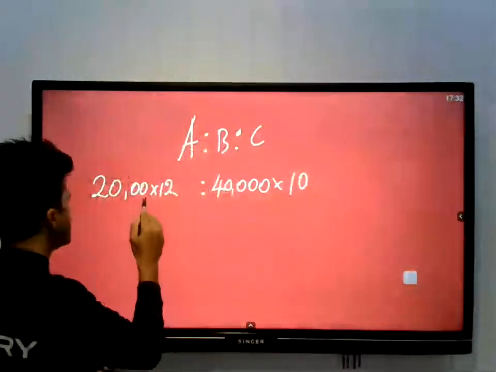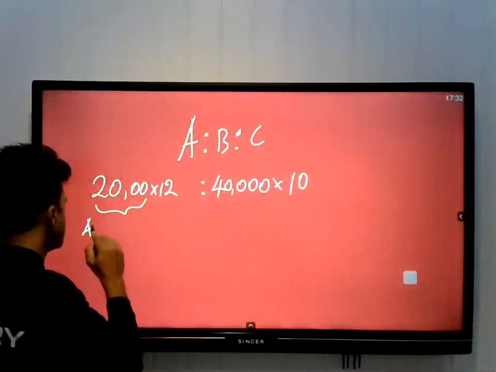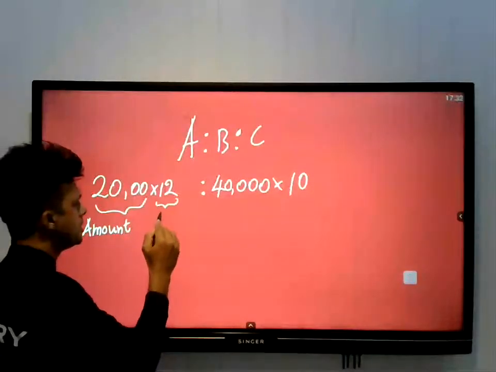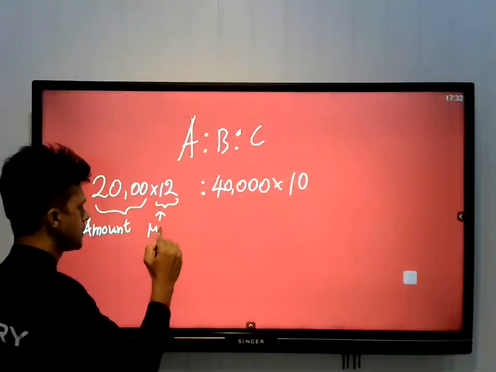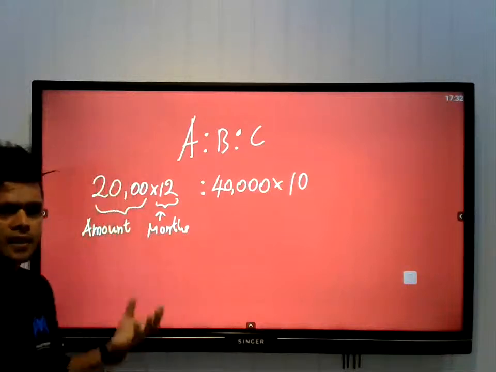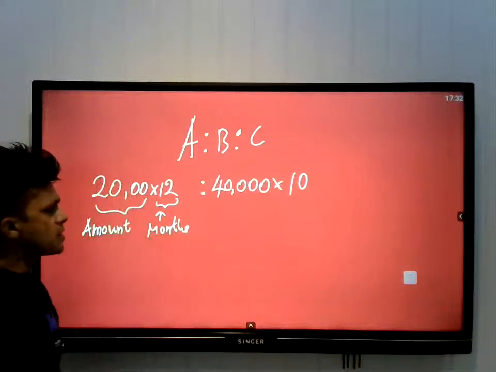This is the invested amount. This is the months. Okay? Amount invested and months.